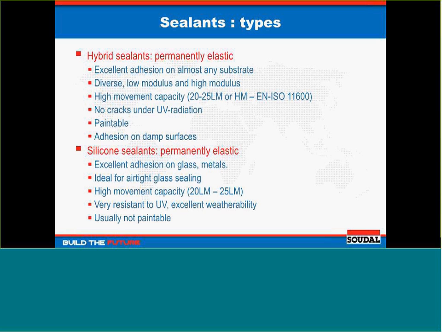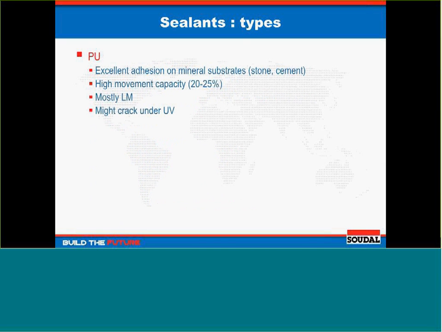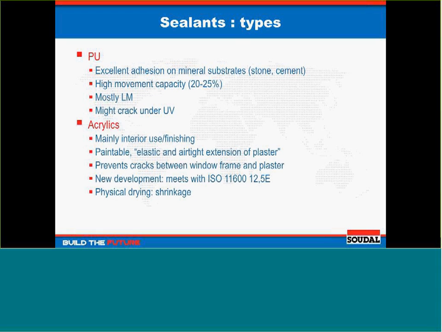Silicon sealants have been there for a longer period and are quite established. They're excellent on smooth surfaces like glass and metal, have a very good UV resistance, and are usually not paintable, but beware of lower quality. There's a lot of variation in quality in the market, so please check CE marking or other quality labels. PU has been around for many years too, with very good adhesion on mineral substrate. It is, however, a little older technology, so maybe not ideal for all airtightness purposes.